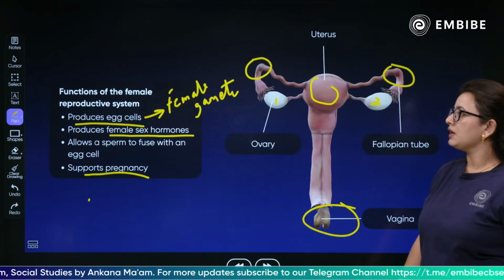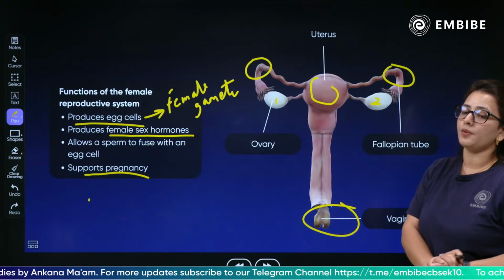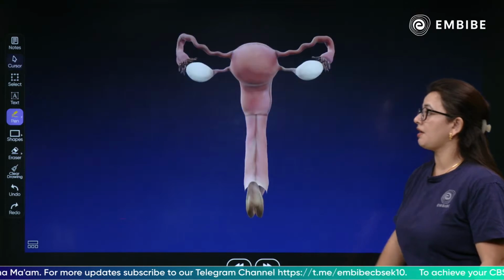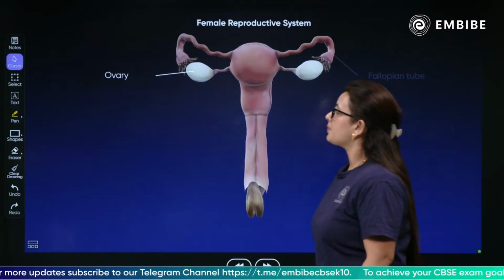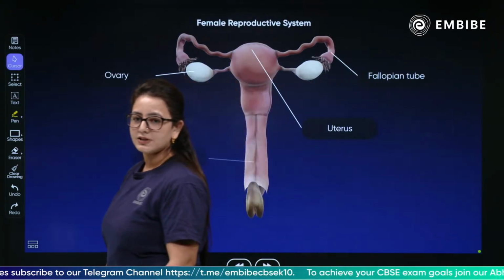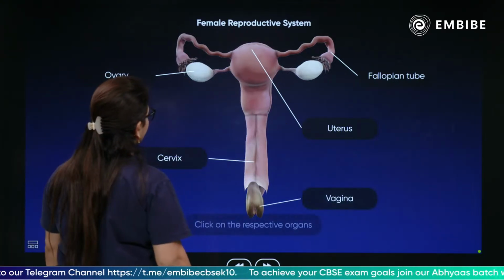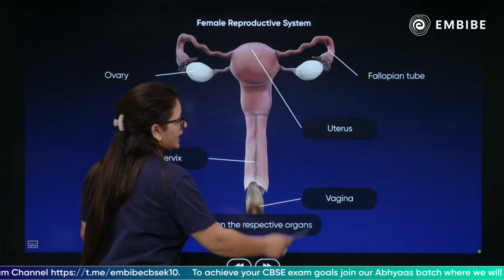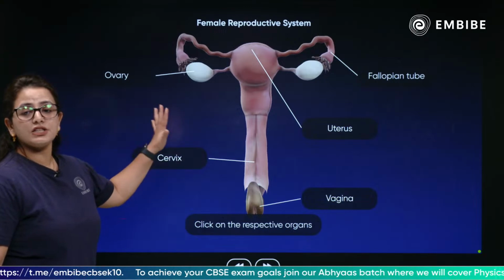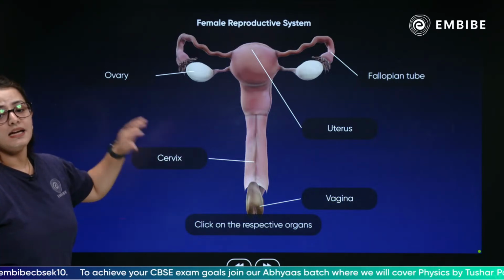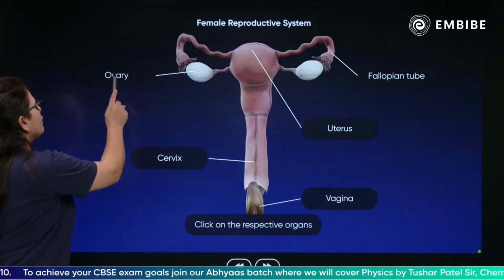As we move forward, talking more about the female reproductive system and its parts, the first thing is that the female reproductive system has a pair of ovaries, as you can see, a uterus, fallopian tubes, cervix, and the vagina. We're going to click on each reproductive part and learn about them. Let's talk about the ovary first.